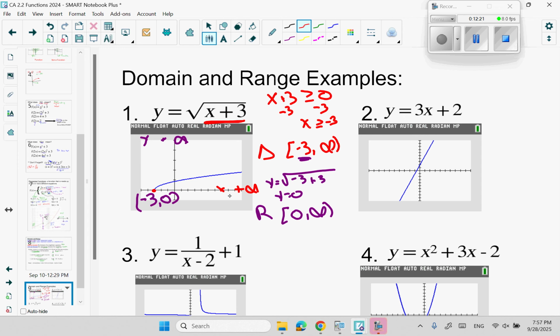Number 2 has no square roots, no fractions, and no logarithms. So I see 0 domain restrictions. So my domain would be all real numbers, so negative infinity to positive infinity, or the double-struck R for all real numbers. Range, I have to look at the equation, because there's a couple things that could go wrong. I see that I go down to negative y infinity forever. I go up to positive y infinity forever. So I get the same thing, all real numbers.